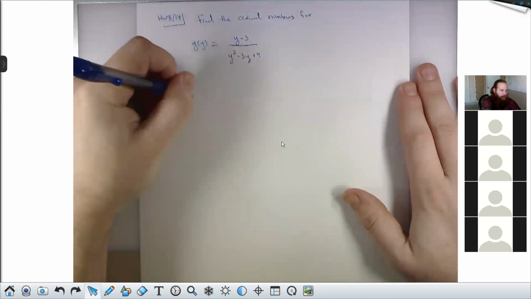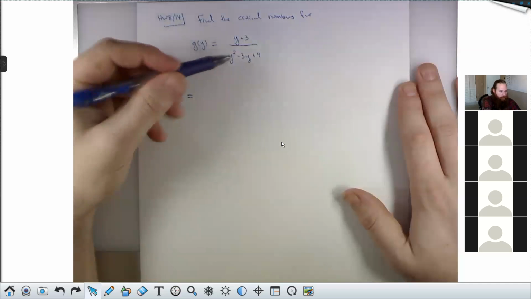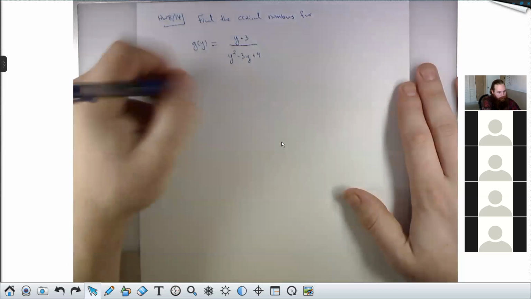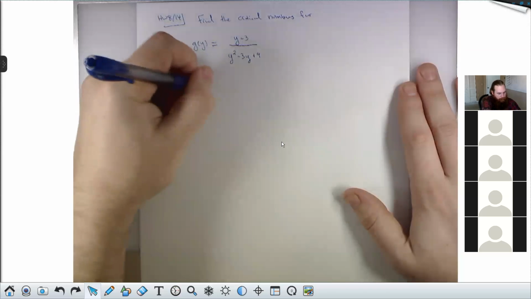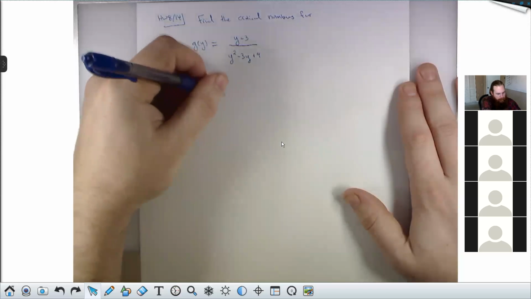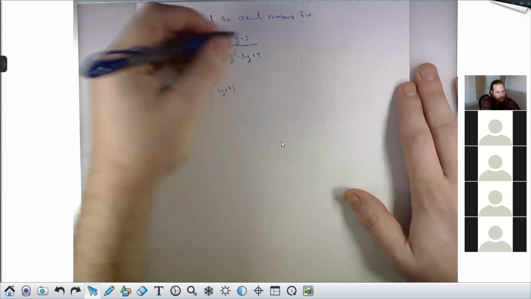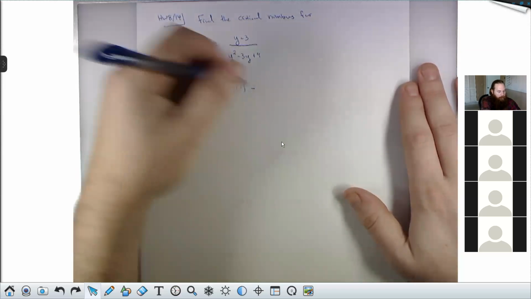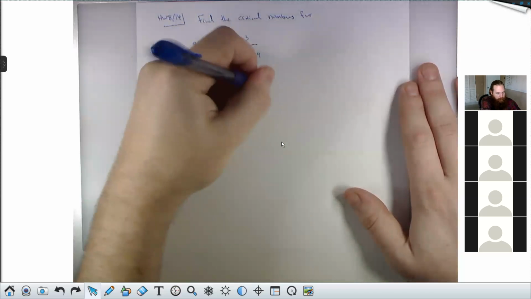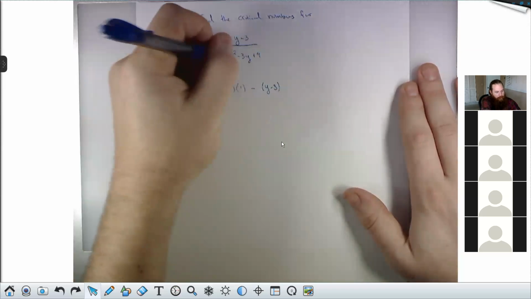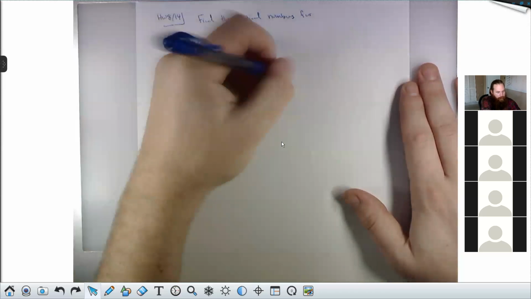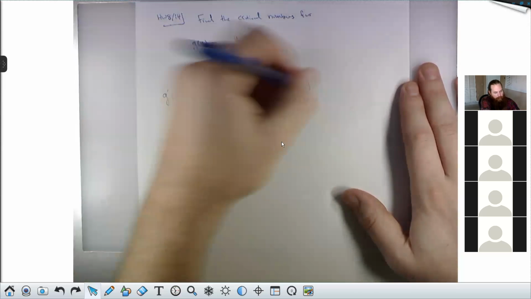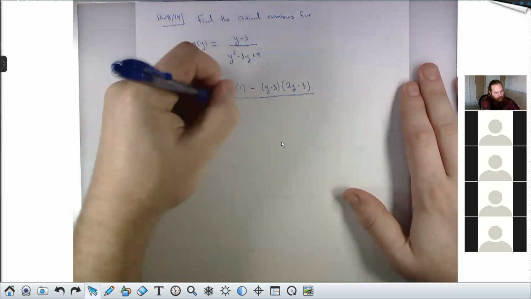G primed of y, remember my rule, it's low d high minus high d low over low low. So that's the bottom times the derivative of the top. The derivative of the top is just 1, minus the top times the derivative of the bottom. The derivative of the bottom is 2y minus 3, all over the bottom squared.